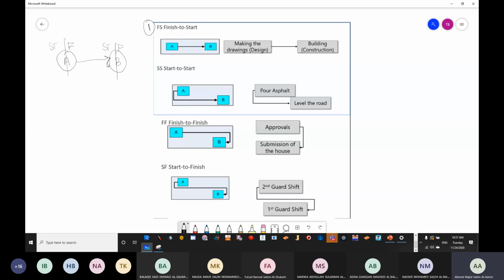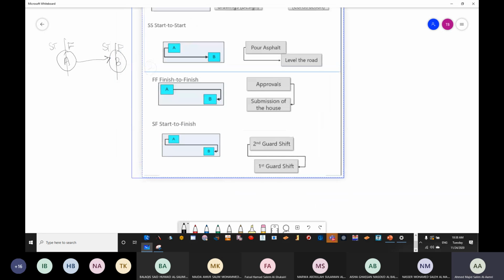An example of that: making the drawings. I need to finish the drawings in order to start the construction. Do you agree that I need to finish the drawings in order to start the construction? Okay, so this is an example of a relationship which is finish to start.